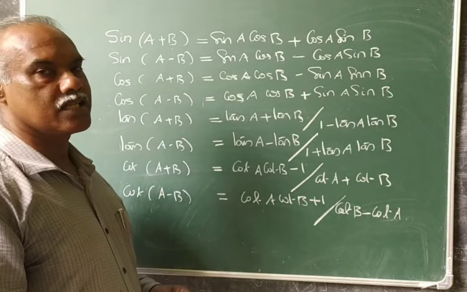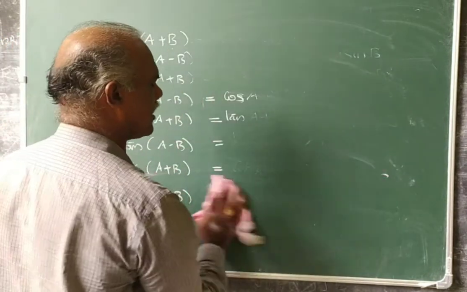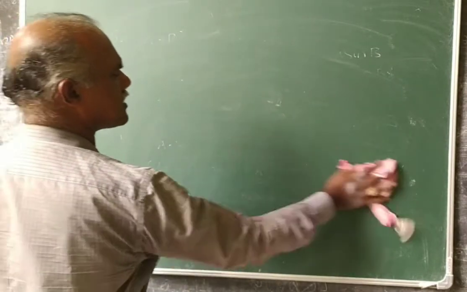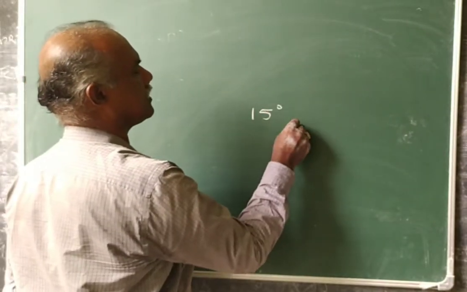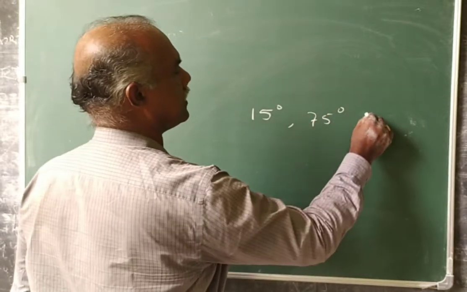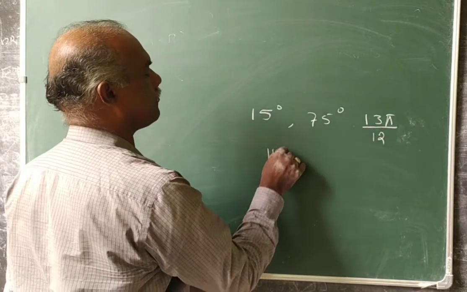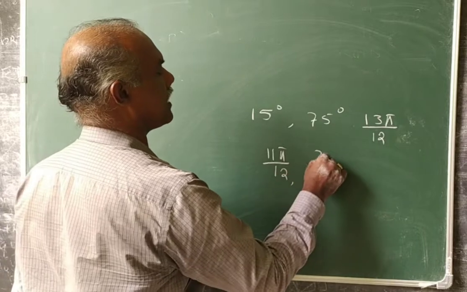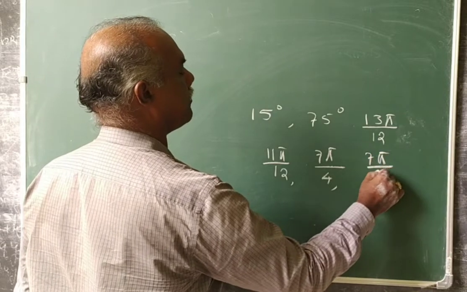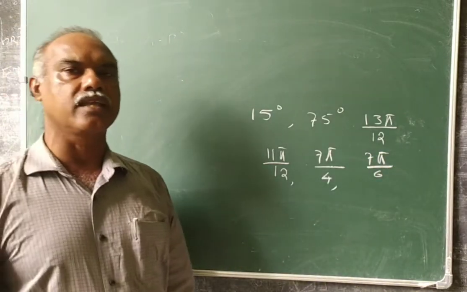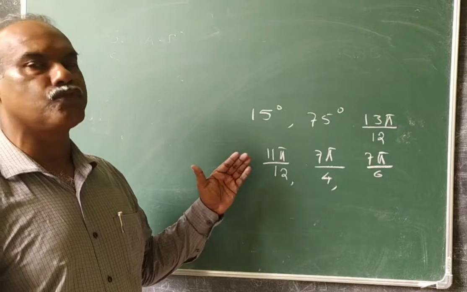These results we use to find out trigonometric ratios of angles of the type 15 degrees, 75 degrees, 13 pi by 12, 11 pi by 12, 7 pi by 4, 7 pi by 6, etc. When such angles are there, we use the sum or difference of two standard angles.